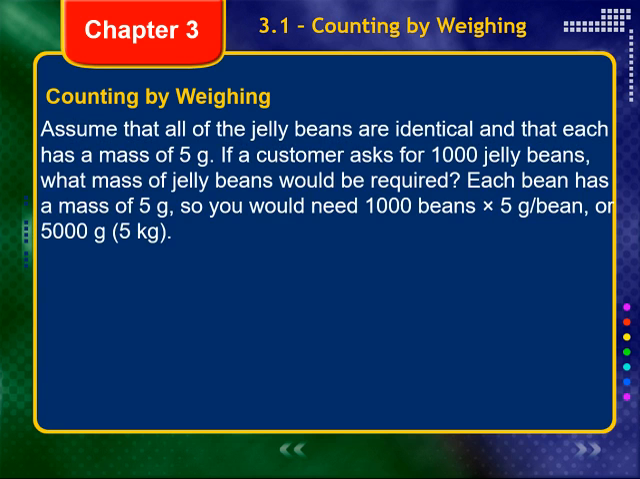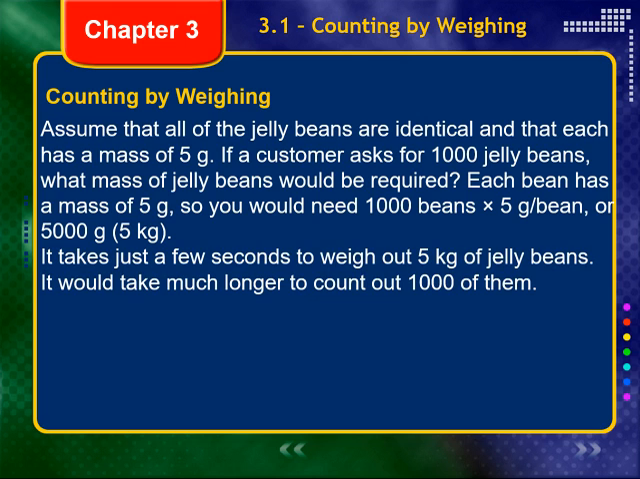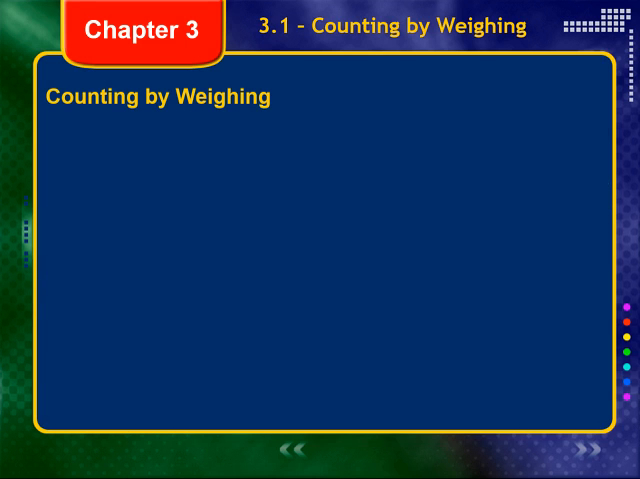So assume that all of the jelly beans are identical and that each has a mass of 5 grams. If a customer asks for 1,000 jelly beans, what mass of jelly beans would be required? Each bean has a mass of 5 grams, so you need 1,000 beans times 5 grams per bean, or 5,000 grams, aka 5 kilograms. It takes just a few seconds to weigh out 5 kilograms of jelly beans. It would take much longer to count 1,000 of them.